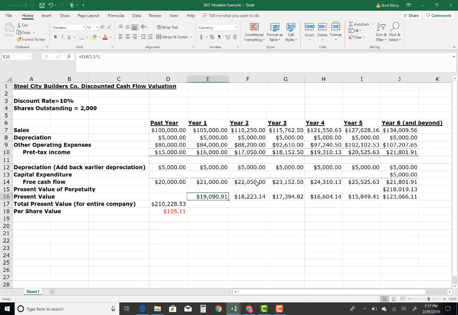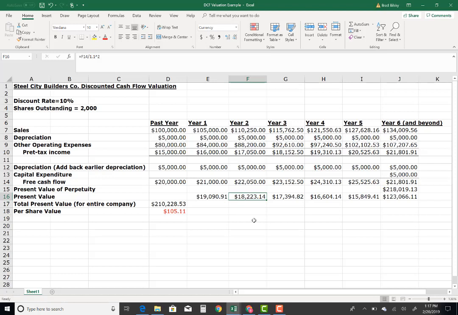So notice year 2, same idea. We're taking that 22,050. We're going to divide that by 1.1, but now notice it's raised to the second because we're getting that 22,050 at the end of year 2. All right, so we're just looking at these cash flows when they're coming in, discounting them back into present value. So that $22,050 we're due to receive at the end of year 2, it's worth $18,223 in today's dollars.